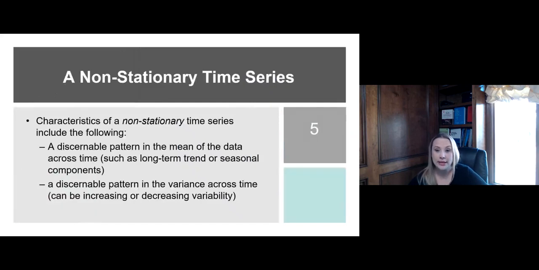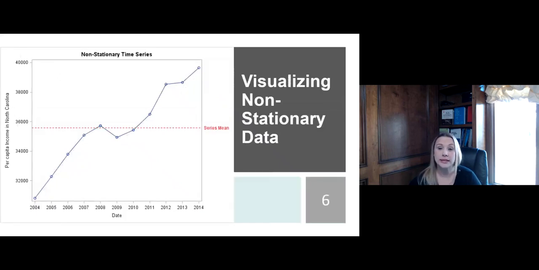A non-stationary data set includes the following characteristics. There is a discernible pattern in the mean of the data across time, such as a long-term trend or some seasonal components. And there is a discernible pattern in the variance across time, so it could be increasing or decreasing in variability over time. If we see these elements, then that time series would not be stationary. So let's look at an example of a non-stationary data set. Here we can see the overall mean, but then there's an upward trend that we see in this data set. So this would be considered a non-stationary data set. And so let's talk about how we can handle this.